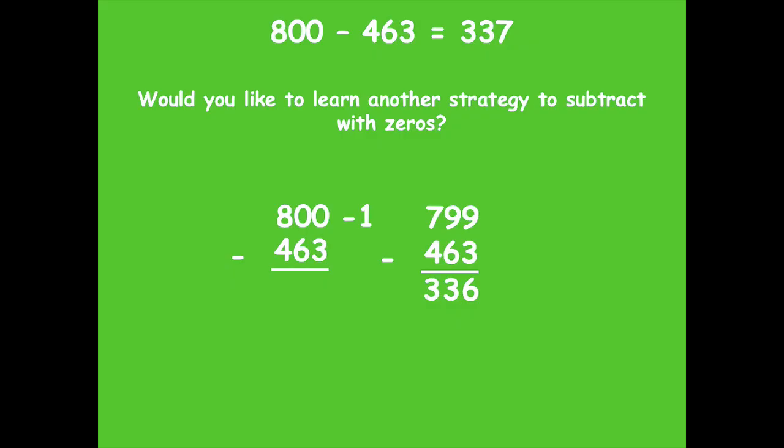Now, I'm not done yet because I subtracted 1. Now I have to add that 1 back in to make them back to the same problem. So you subtract 1 to start with, and then you add it back in at the end. So now I'm left with 337. And look, those match. So whenever you have that double 0, subtract 1 and then add it back in at the end, and it'll be so much easier. So give that strategy a try today.